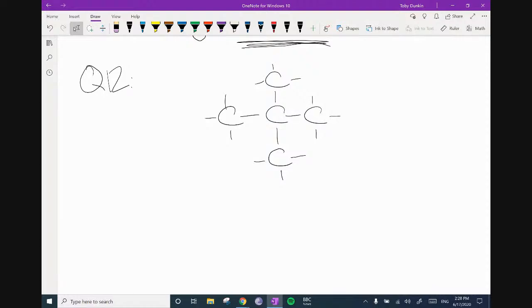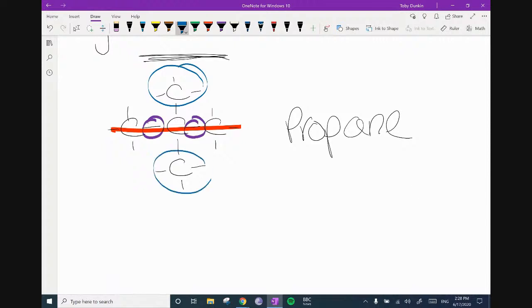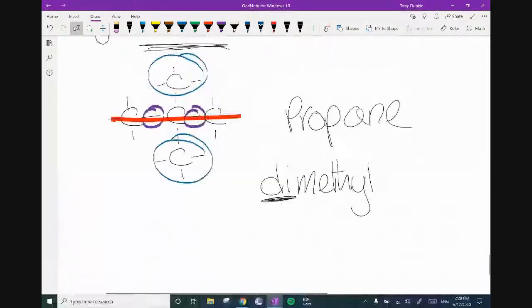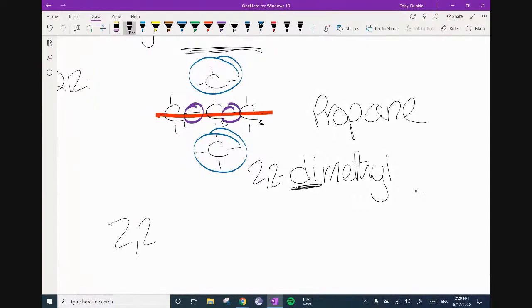I'm impressed. For those people who haven't had these extra bits from me, first step, longest chain is 3. It's based on prop. Prop means 3. The next thing is in that prop is only carbon-carbon single bonds. So it's based on propane. The next thing is I have got 2 branches. How do you say 2 methyls? It's a methyl branch, but there's 2. And the answer is you say dimethyl. Di means 2 in chemistry. Now we need to number both of them. And they are both on carbon number 2. So it is 2,2-dimethyl. So the final answer, 2,2-dimethylpropane.